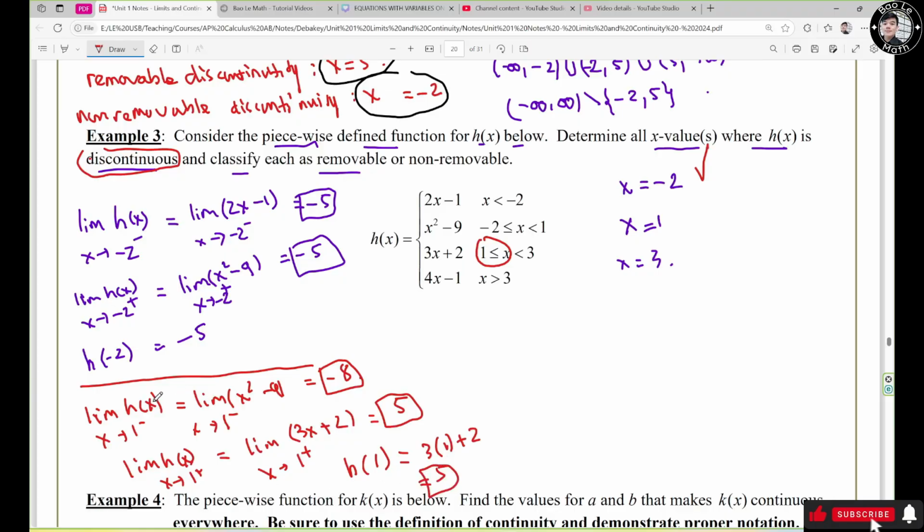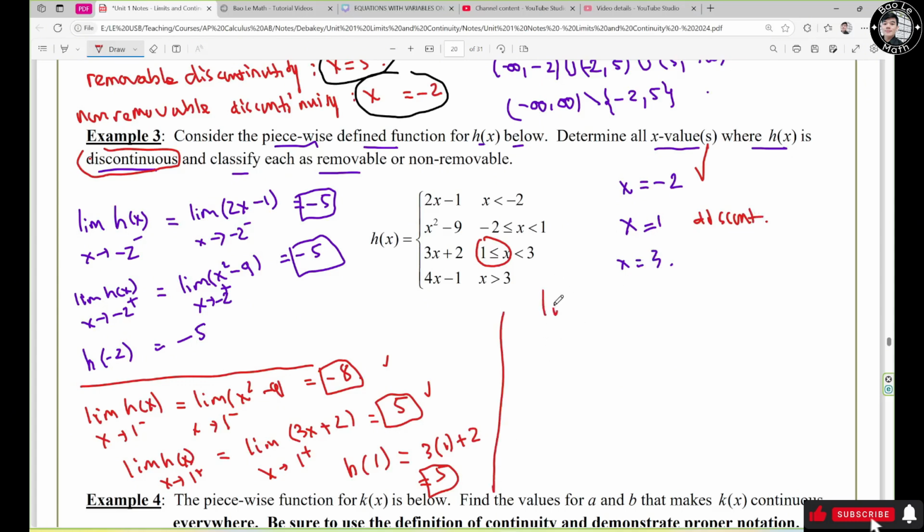Now, since the limit of the function h of s when s approaches 1 minus is different from the limit of h of s when s approaches 1 plus, the function is discontinuous at s equals 1. So you write over here discontinuous. Now we're going to move on to the last one, s equals 3.